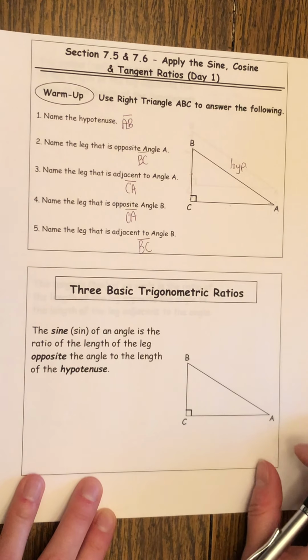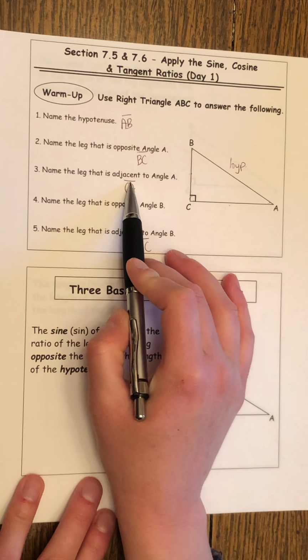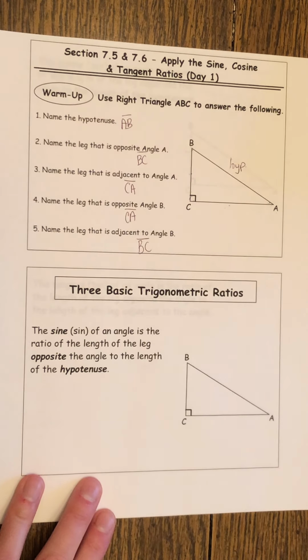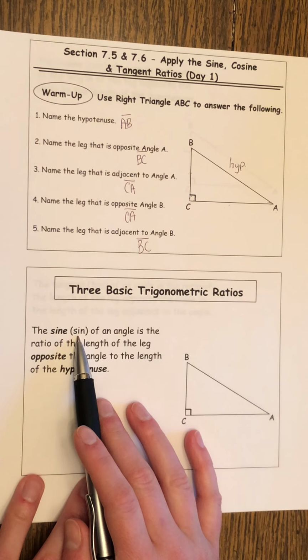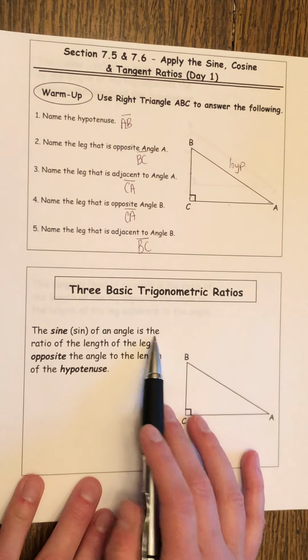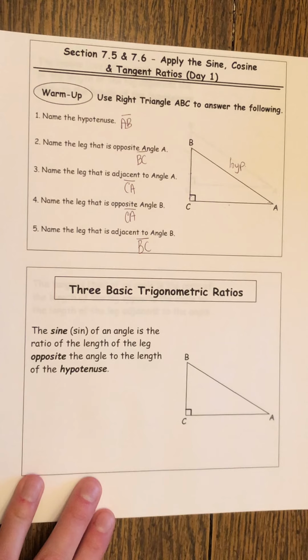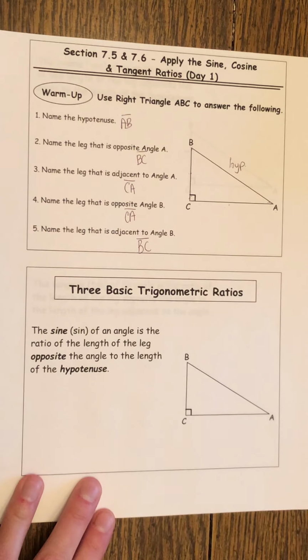It's going to be important for us today to know the terms opposite and adjacent. So in trigonometry, there are 3 basic trig ratios. The first is called sine. It's abbreviated SIN, but it's not pronounced sin. It is pronounced sine. The sine of an angle is the ratio of the length of the leg opposite the angle to the length of the hypotenuse.